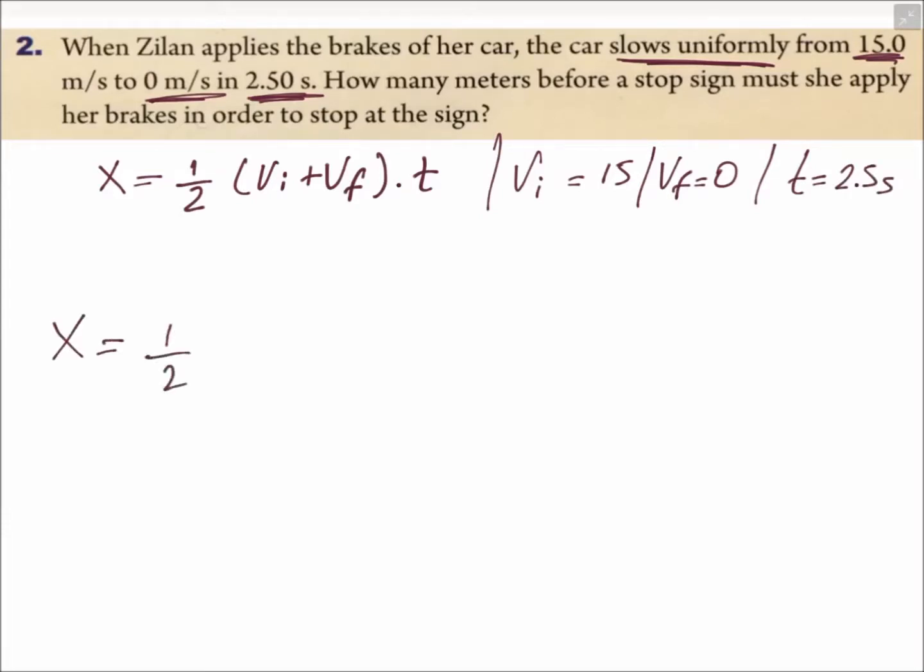1 over 2 multiplied by the initial, 15, plus final, 0, multiplied by the 2.5. So finally x is going to be 18.75 meters.